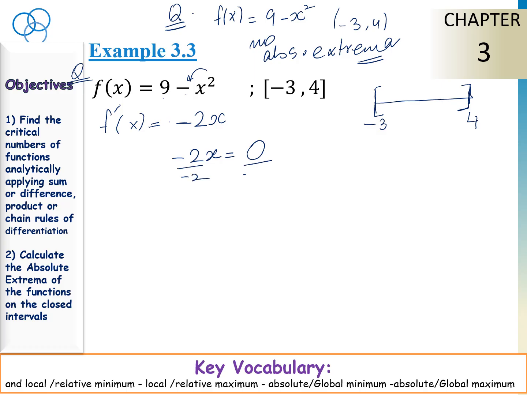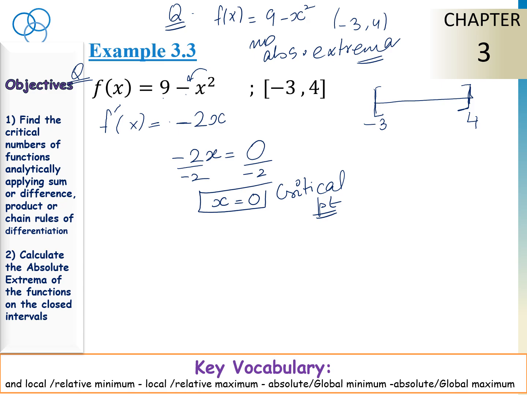Divide both sides by -2, so x equals 0. So what is x equals 0? At x equals 0, you will have a critical point. And this critical point could be a relative maximum or relative minimum. This relative maximum and relative minimum determination we will find out later on. But right now, focus on the absolute extreme.